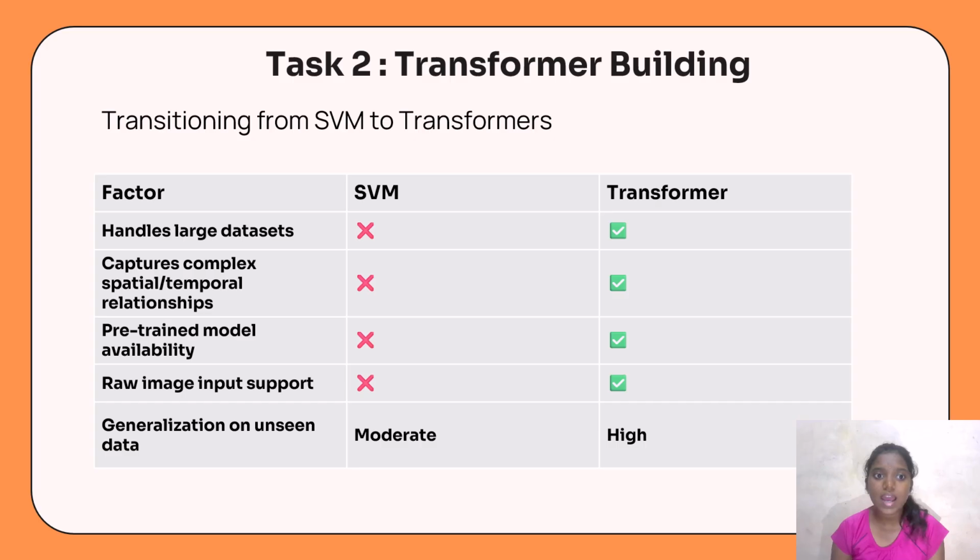Transformers can handle large data sets. They can capture complex spatial temporal relationships where the SVM cannot. We have pre-trained model availability in transformers but not in SVM. Raw image input is supported by transformers and not by SVM. And generalization on unseen data is high for transformers when compared to SVM.